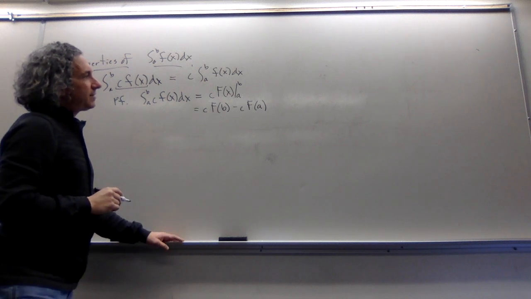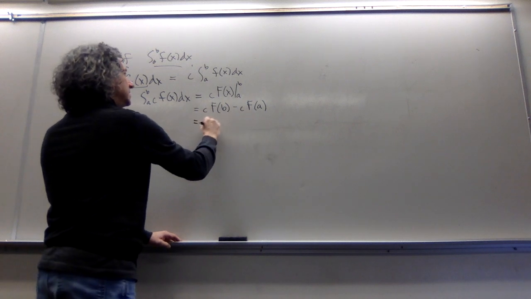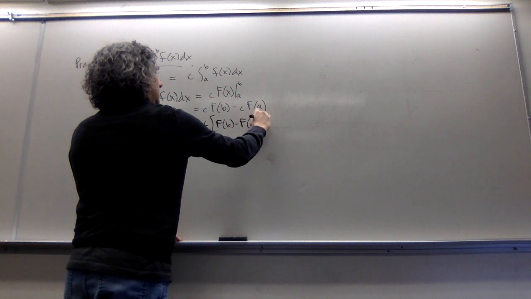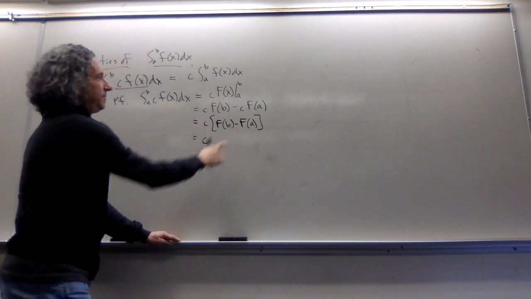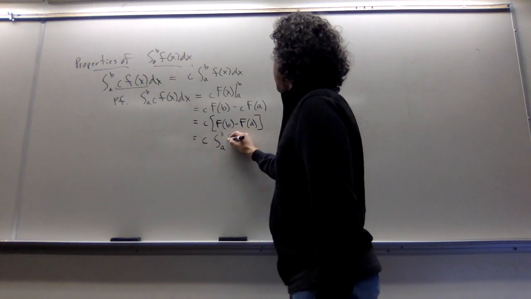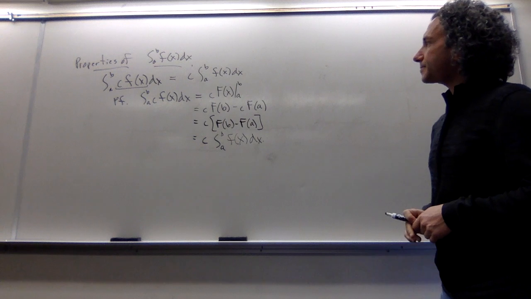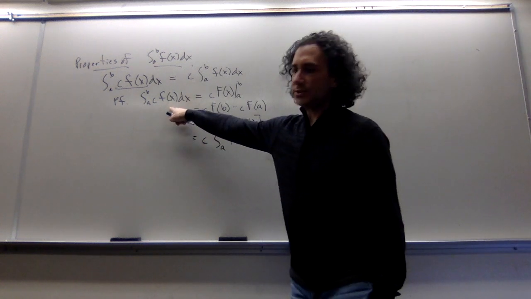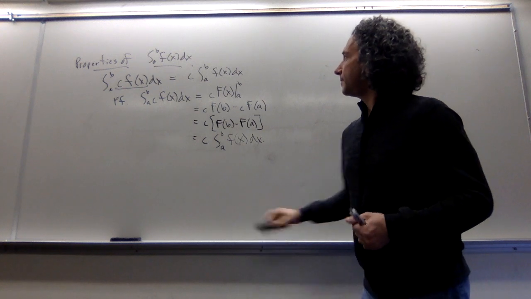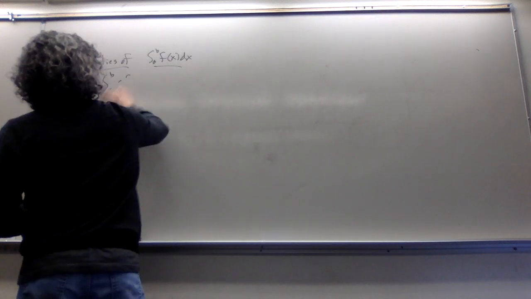Well, what can we do algebraically here? Looks like I can pull out that c, and then can you see the punchline? This is just the integral from a to b of f of x dx. So that's why this is true. All right, we have a couple more properties to know.